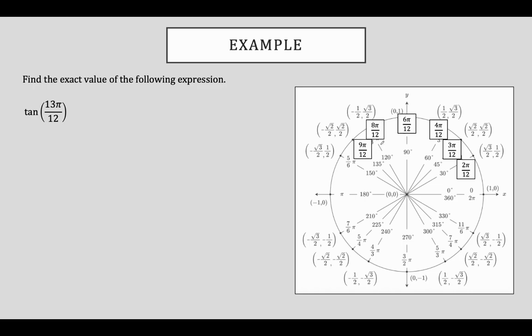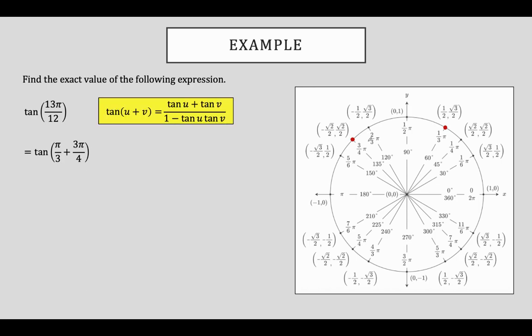And now we have a combination. Notice 9 pi over 12 and 4 pi over 12. These two angles add together to give us 13 pi over 12. That is pi over 3 and 3 pi over 4. Therefore, we can rewrite the tangent of 13 pi over 12 as the tangent of pi over 3 plus 3 pi over 4. And now we can use our sum formula for tangent to begin to simplify.